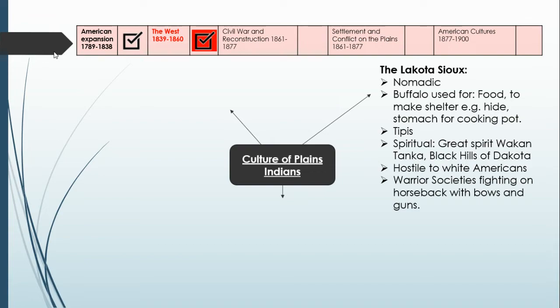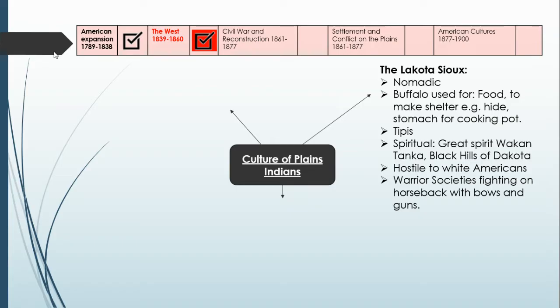So the ones that I've given you are they use them for food, they use them to make shelter, for example, the hide, which is used to create the teepee, which you've got as the third bullet point, which is a tent-like structure that they live in. And you've also there got that they use the stomach for a cooking pot. They are very spiritual as a tribe.